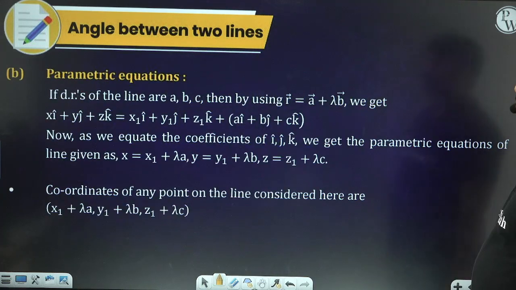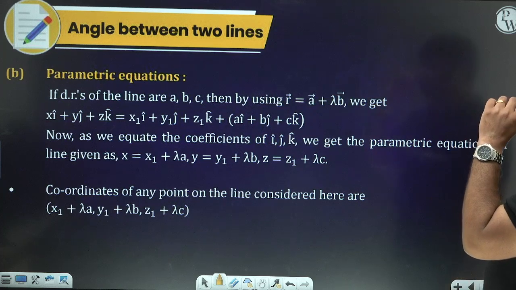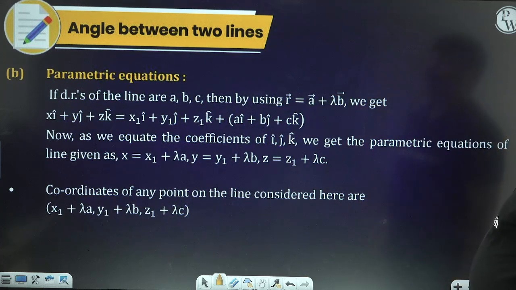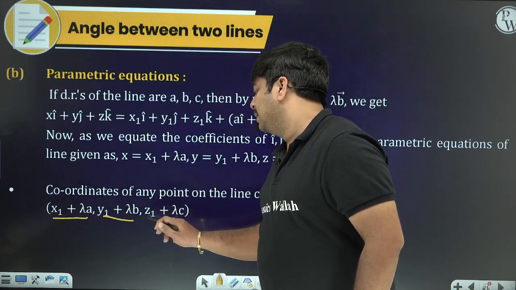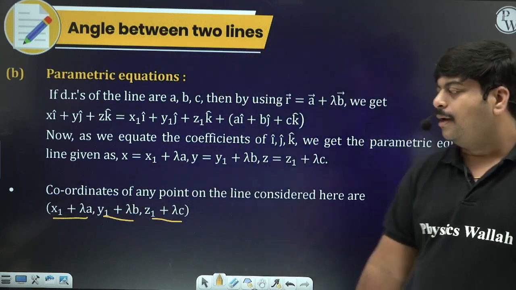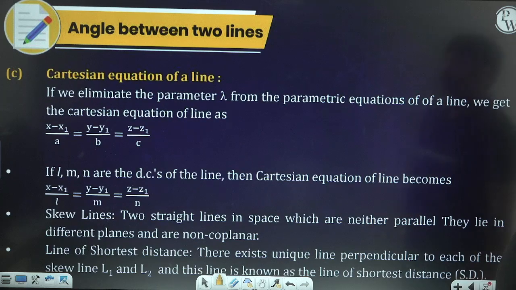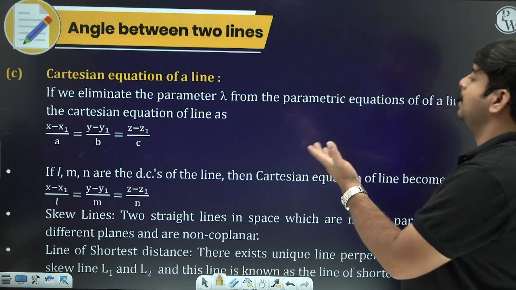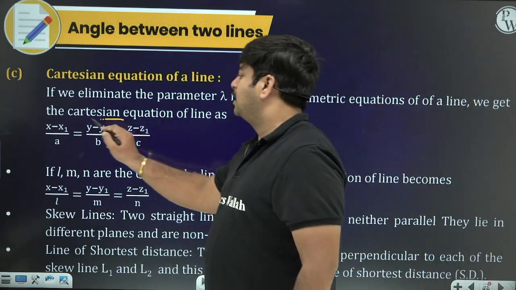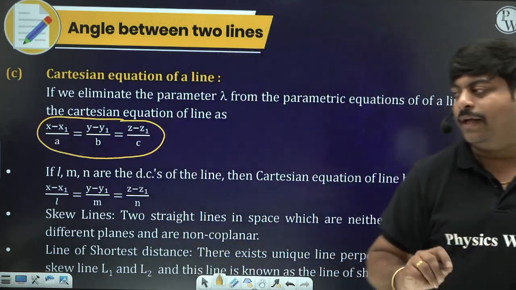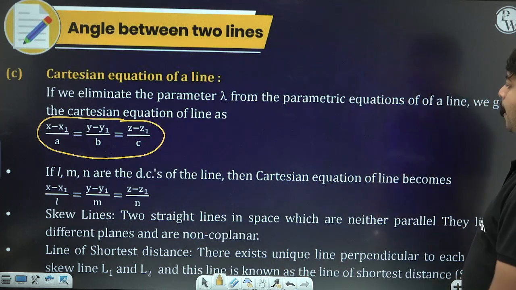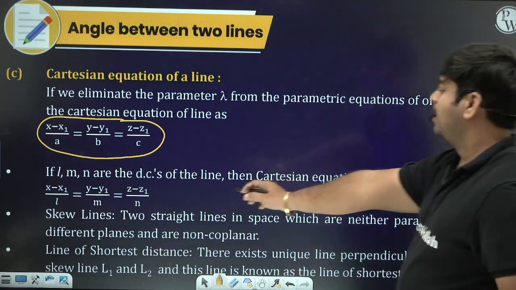Next, parametric equations. If drs of the lines are ABC, then by using r bar equal a bar plus lambda b bar, we'll be getting all the different points. Coordinates of any point on the line is given by x1 plus lambda a, y1 plus lambda b, z1 plus lambda c. Next, Cartesian equation of a line. If we eliminate the parameter lambda, we get this equation: x minus x1 by a is equal to y minus y1 by b is equal to z minus z1 by c, where ABC are the directional ratios. The same thing if we have directional cosines.